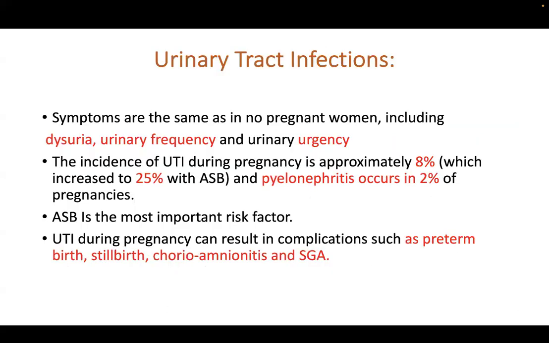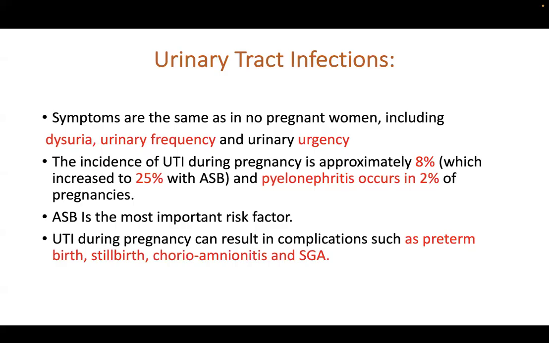Now, a few things about the talk article. Recurrent urinary tract infection. What are the symptoms? The symptoms are similar to UTI: dysuria, urinary frequency and urgency. The incidence of UTI during pregnancy is around 8%, which increases up to 25% if the patient has associated asymptomatic bacteriuria. And the incidence of pyelonephritis in pregnancy is 2%. You just memorize it. Incidence of pyelonephritis in pregnancy 2%, UTI 8%. If associated asymptomatic bacteriuria, it is 25%.